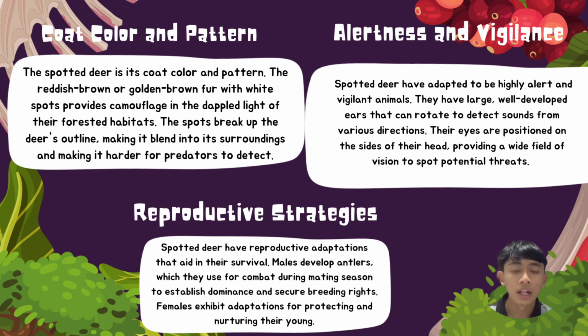Alertness and vigilance. Spotted deer have adapted to be highly alert and vigilant animals. They have large, well-developed ears that can rotate to detect sound from various directions. Their eyes are positioned on the side of their head, providing a wide field of vision to spot potential threats.